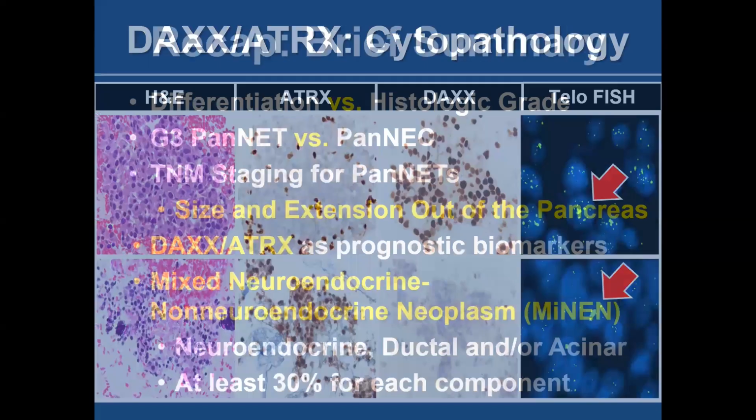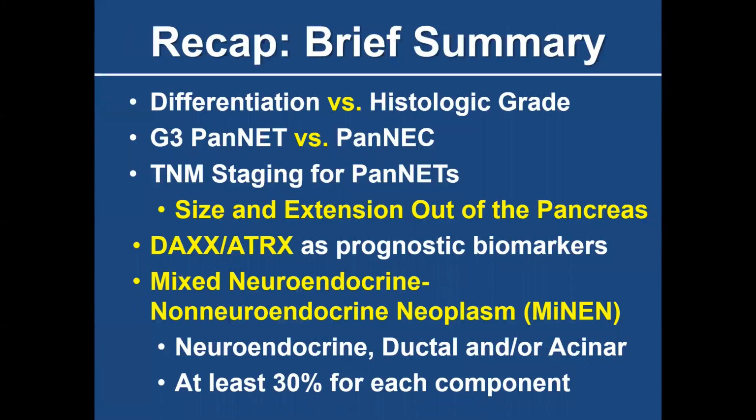Now, I've gone through several concepts: nomenclature, pathologic findings, staging, and stage, but I'm not done yet. But this is a good time for a brief summary or recap, and so I'd just like to go through that really briefly. First, the differences between differentiation and histologic grade. Again, differentiation refers to the extent of a neoplasm resembling its non-neoplastic counterpart, while histologic grade is strictly for well-differentiated pancreatic neuroendocrine tumors. Remember, it is clinically important to distinguish a G3 neuroendocrine tumor and a neuroendocrine carcinoma, which requires consideration of not only pathologic findings, but clinical and ancillary studies.